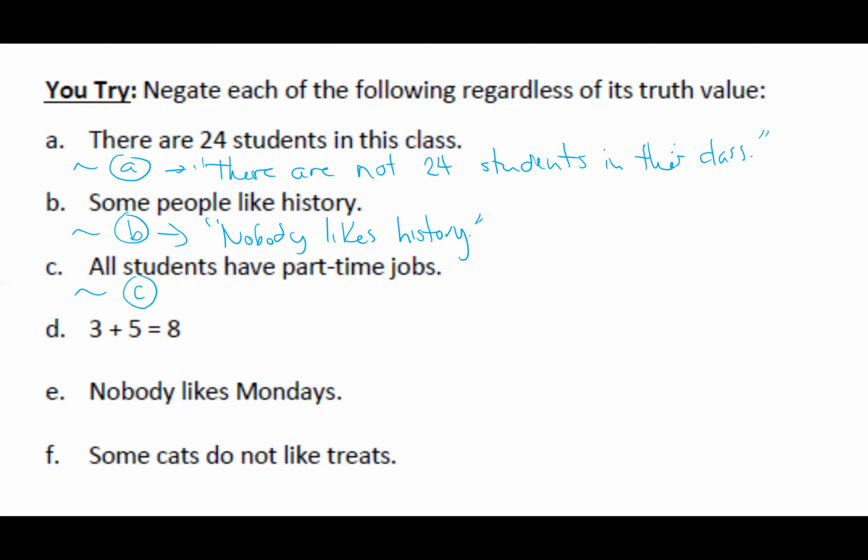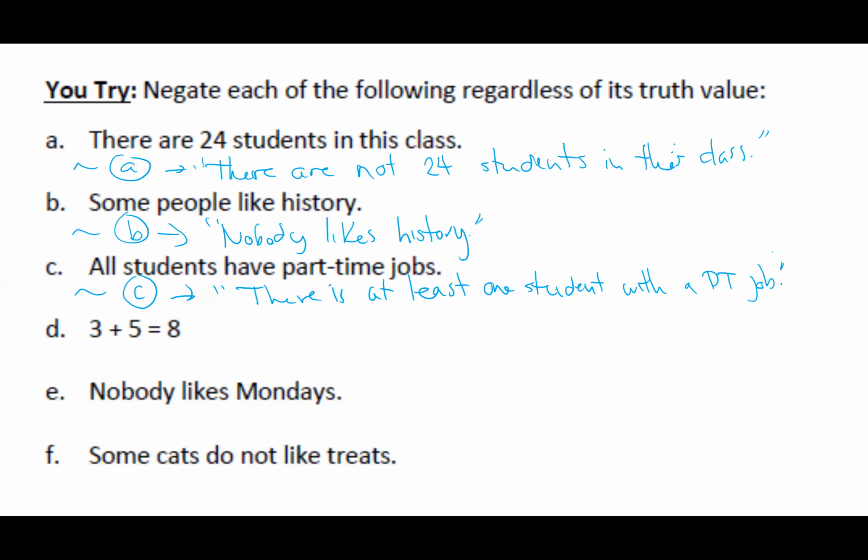For C, all students have part-time jobs. So in order for me to negate every student having a part-time job, what I would have to do is show that there is at least one student with a part-time job.